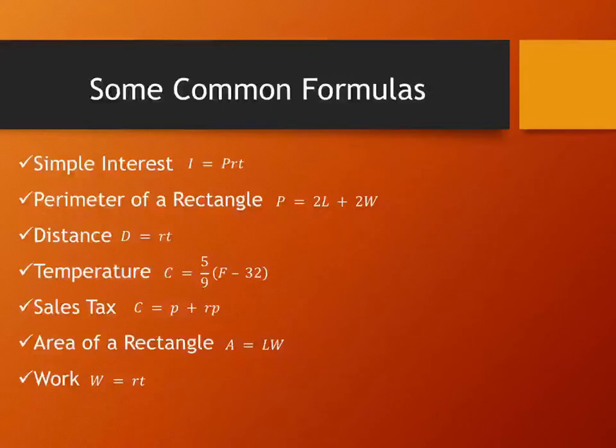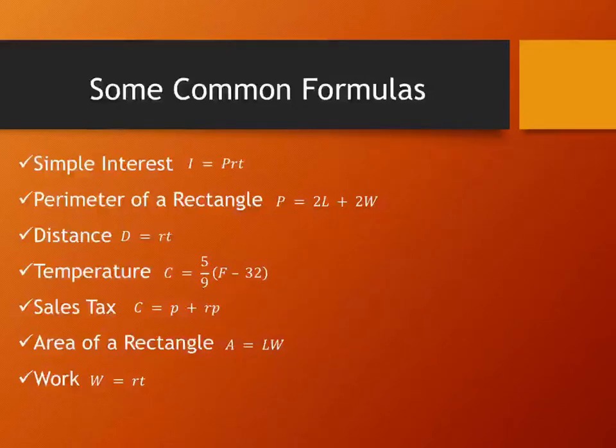Distance. You can find the distance by multiplying the rate, that's how fast something's going, times the time, how long it's going for. That time doesn't necessarily need to be in years. In fact, it usually isn't. It's in whatever measurement is going on. So it could be in seconds or it could be in minutes. It could be in hours, those kinds of things.